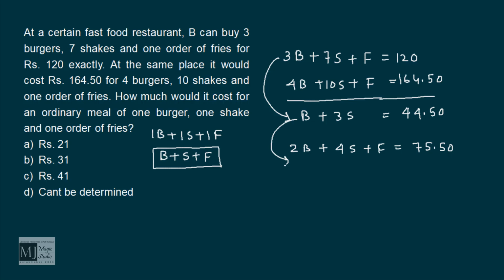And again I'll subtract this. Yes, 2B minus B is B, 4S minus 3S is S, and we have F, so it would be 75.50 minus 44.50. That will give me 31. Bingo. B plus S plus F is rupees 31. Yes, I've seen many of you marking this can't be determined. Don't do that. Let's move on.